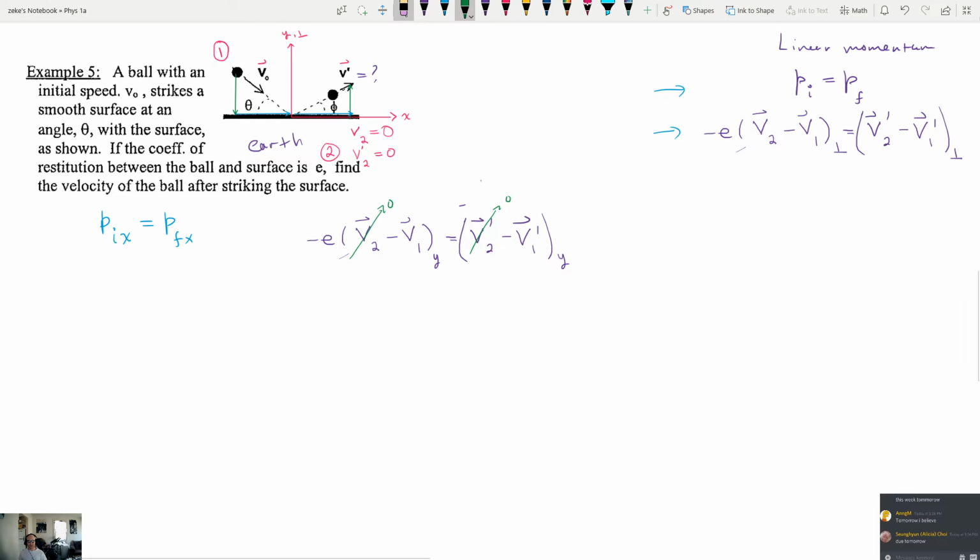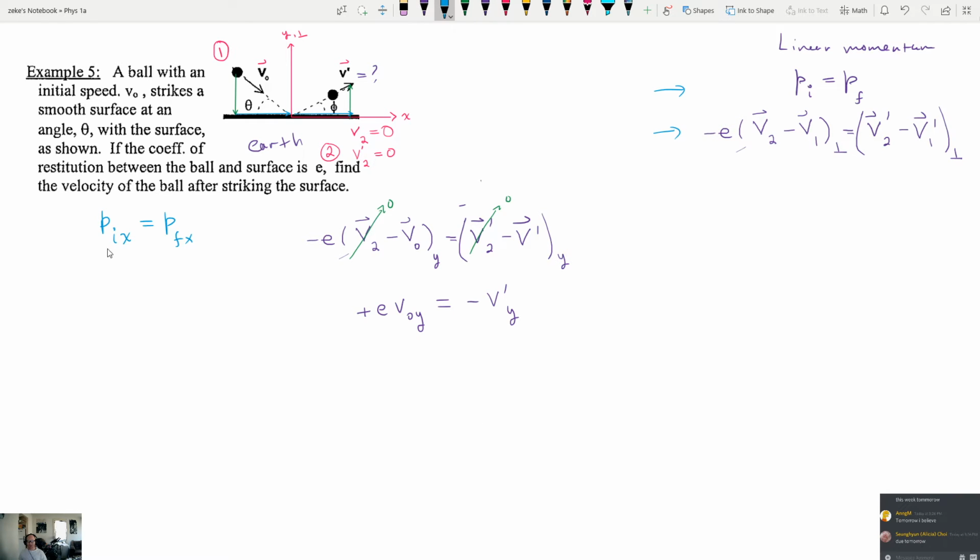And what we can do is we can now relabel what these are. In the problem, these are called v initial and v initial prime. So what this equation now says is negative e times negative v naught, that's going to be positive e times v initial y component, is equal to negative v initial prime. Wait, why did I call it v initial prime? That's silly. It's just v prime, y component. So that's one of our equations.